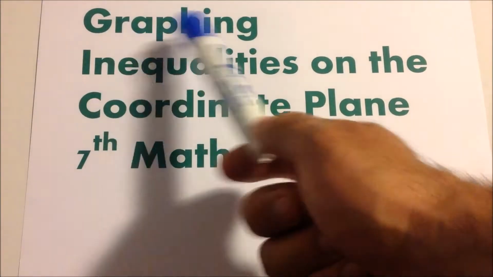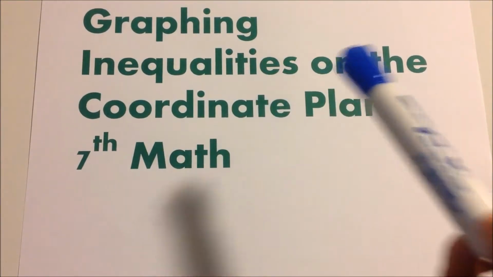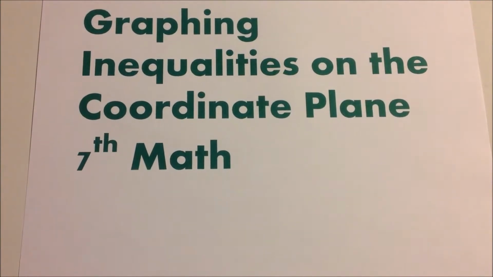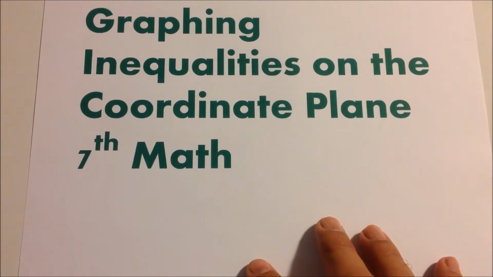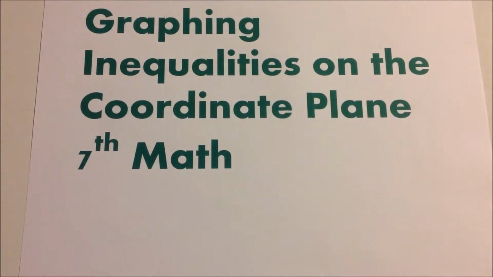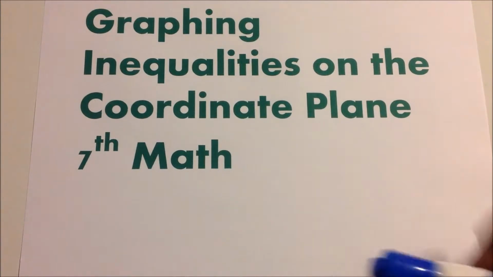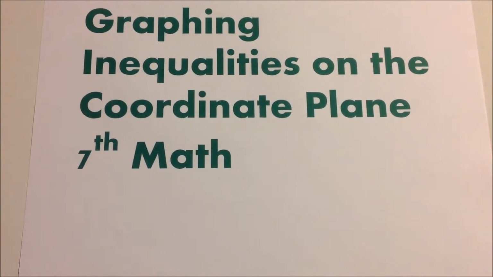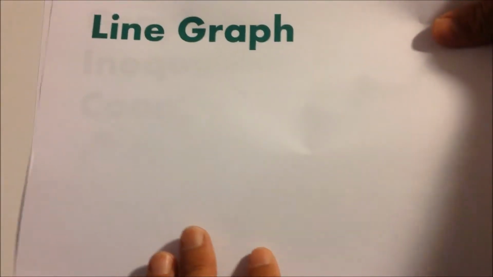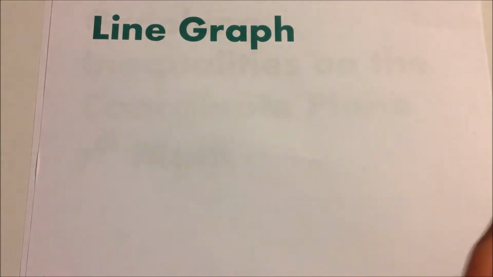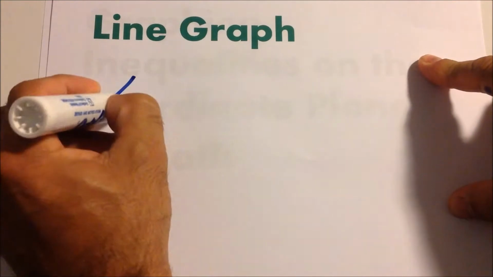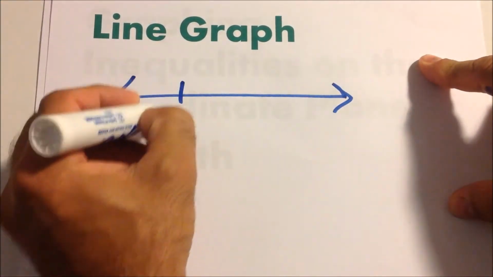Okay, here's a video on graphing inequalities on the coordinate plane, or the Cartesian grid. We've already plotted points on a grid with linear equations. We graphed linear equations basically the same way with a few differences. Before we do that, let's make sure we know how to put them on a line graph. We'll review. Let's say I had something like this.